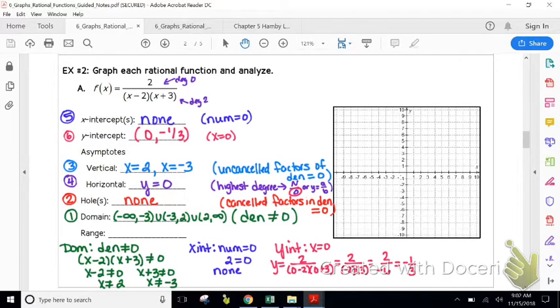Alright, so we've answered everything there except range. And range is easiest to do once you graph it. So we're going to wait till after we graph it, and then we're going to come back and do range.